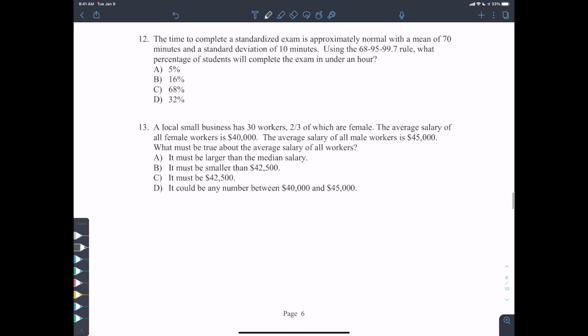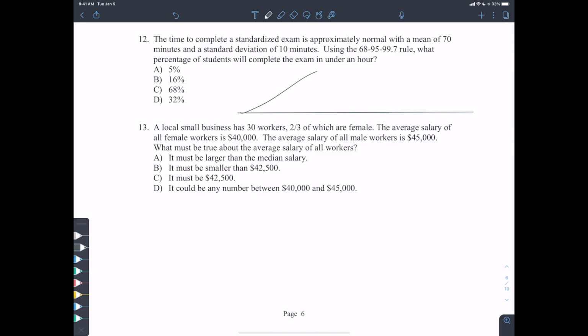So B. 12. The time to complete a standardized exam is approximately normal with a mean of 70 minutes and a standard deviation of 10 minutes. Using the 68-95-99.7 rule, what is the percentage of students that will complete the exam in under an hour? An hour being 60 minutes. So just draw our curve here.